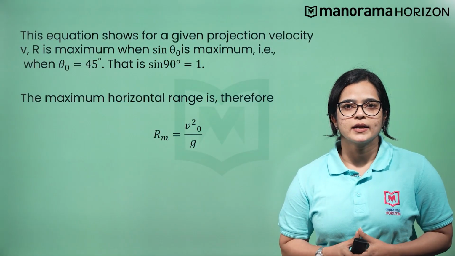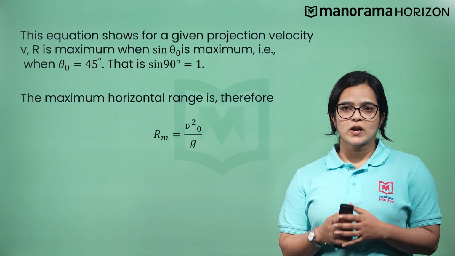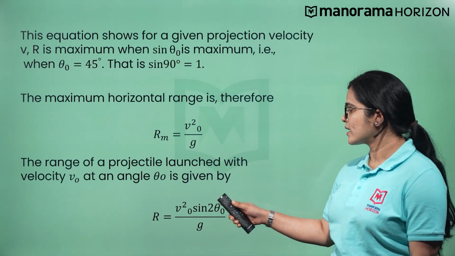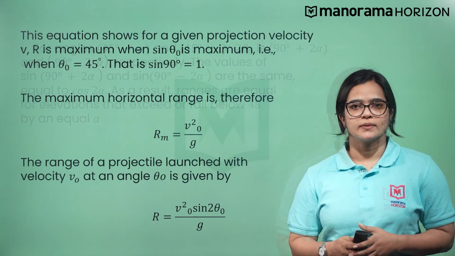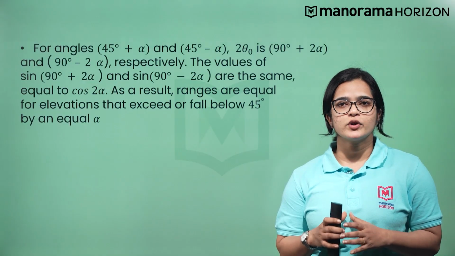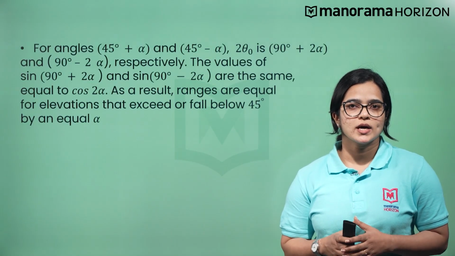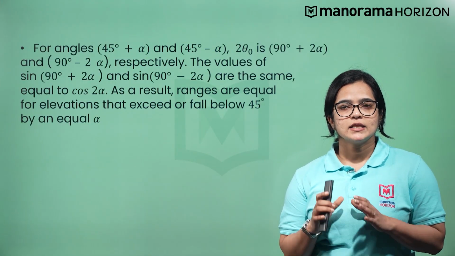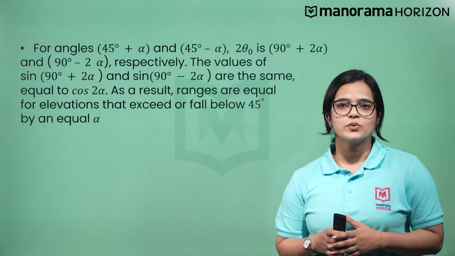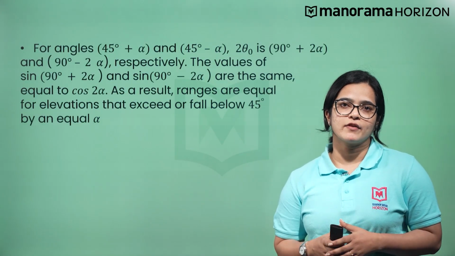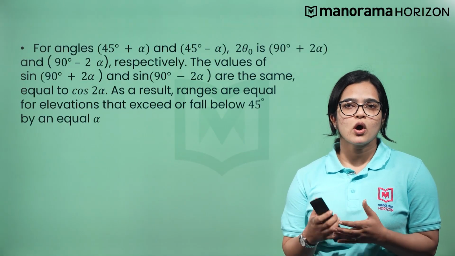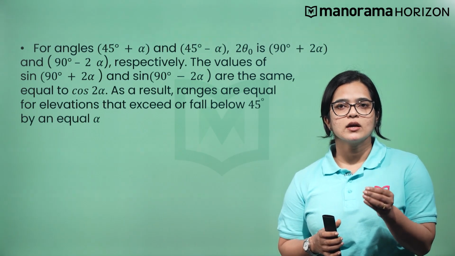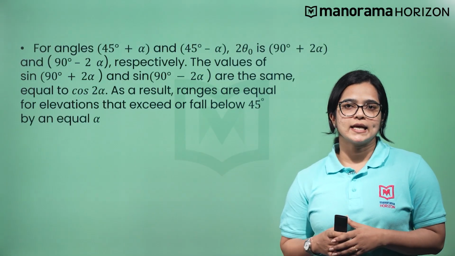We have reached the final part, and now the range of the projectile launched with velocity V0 at an angle theta 0 is given by R equal to V0 square sine 2 theta 0 by g. For angles 45 degree plus alpha and 45 degree minus alpha, 2 theta 0 is 90 degree plus 2 alpha and 90 degree minus 2 alpha respectively. The values of sine of 90 degree plus 2 alpha and sine of 90 degree minus 2 alpha are the same, which is equal to cos 2 alpha. As a result, the ranges are equal for elevations that exceed or fall below 45 degree by alpha.